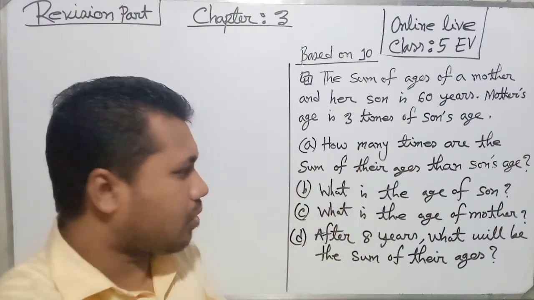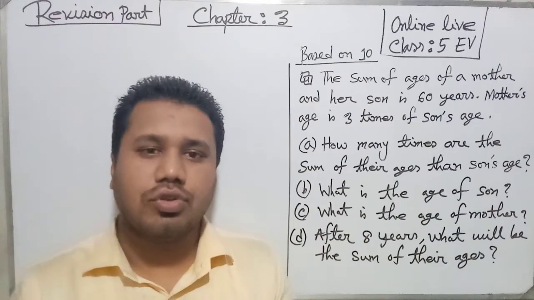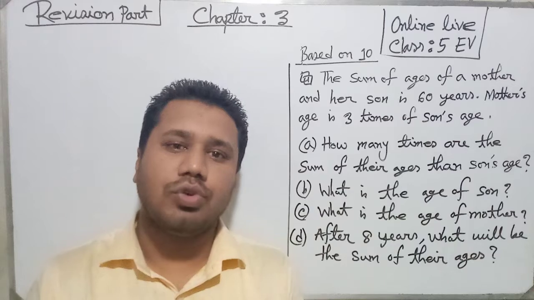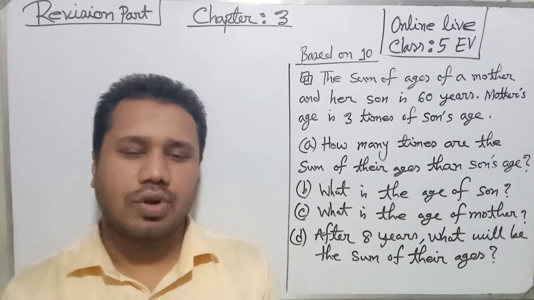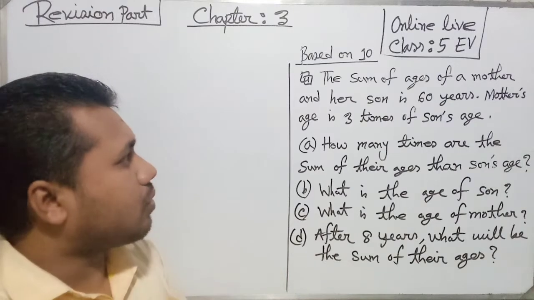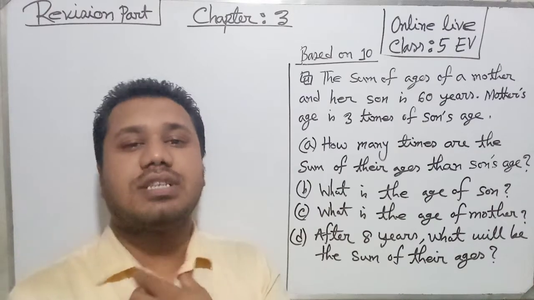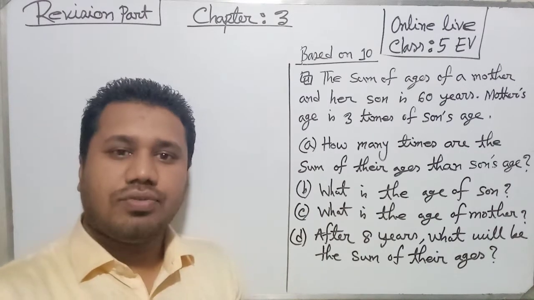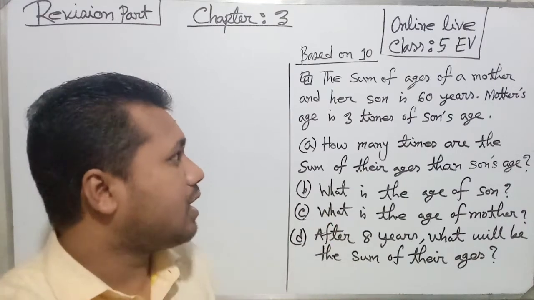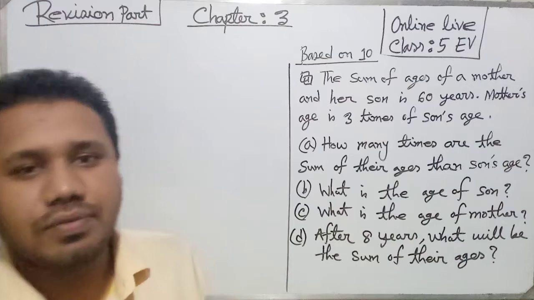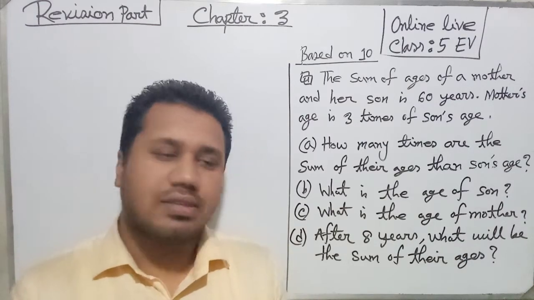So now we will solve our textbook problem as a creative pattern, because we know in our final exam we will get creative questions and some short questions. Now dear students, look, the sum of ages of mother and her son is 60 years. So there are two persons, their sum is 60 years. Mother's age is 3 times of son's age.